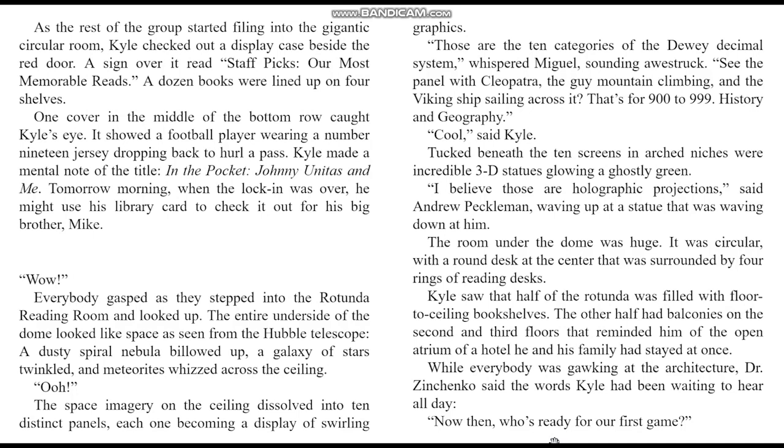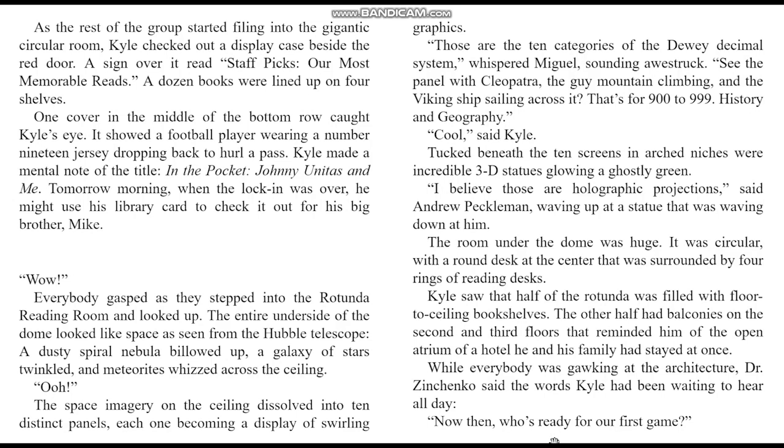As the rest of the group started filing into the gigantic circular room, Kyle checked out a display case beside the red door. A sign over it read, "Staff Picks, Our Most Memorable Reads." A dozen books were lined up on four shelves. One cover in the middle of the bottom row caught Kyle's eye. It showed a football player wearing a number 19 jersey dropping back to hurl a pass. Kyle made a mental note of the title. "In the Pocket, Johnny Unitas and Me." Tomorrow morning, when the lock-in was over, he might use his library card to check it out for his big brother, Mike.